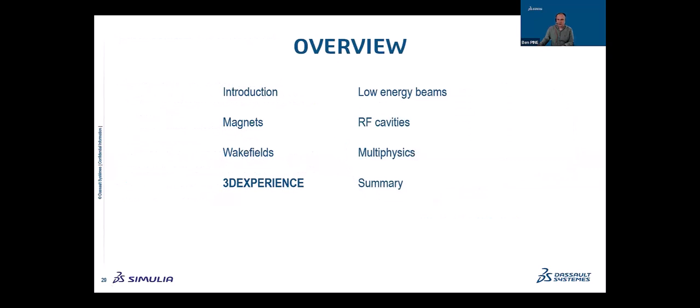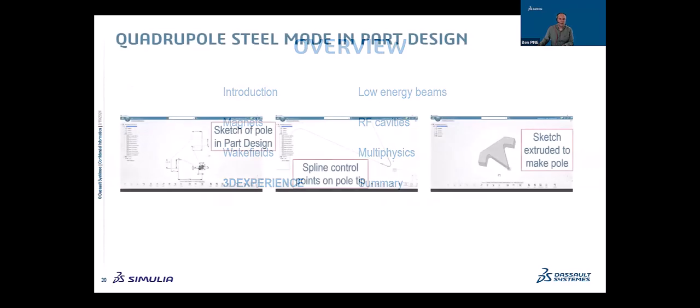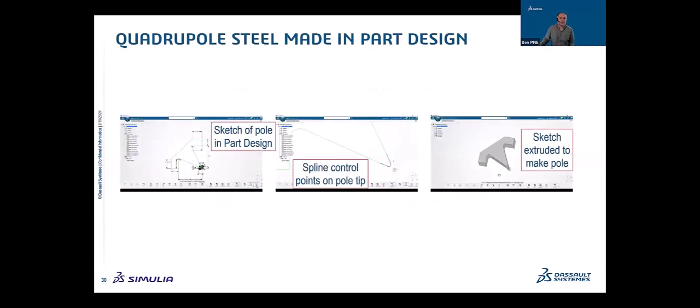So the last thing I'd like to have a look at is a 3D experience platform workflow. 3D experience includes lots of the different Dassault Systems tools and allows us to connect them up together. So in this particular example, what I'm showing is we're using some CATIA technology called part design on the 3D experience platform, where I've sketched the pole of a single pole of a quadrupole magnet, so a 4-pole magnet.